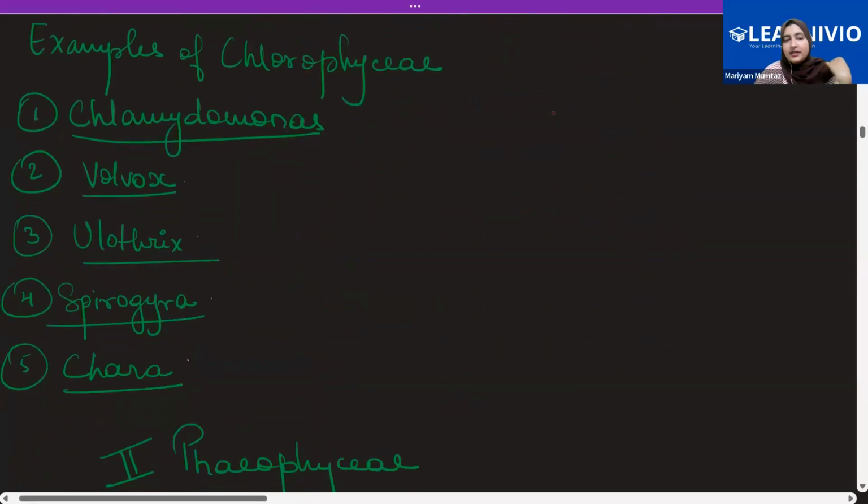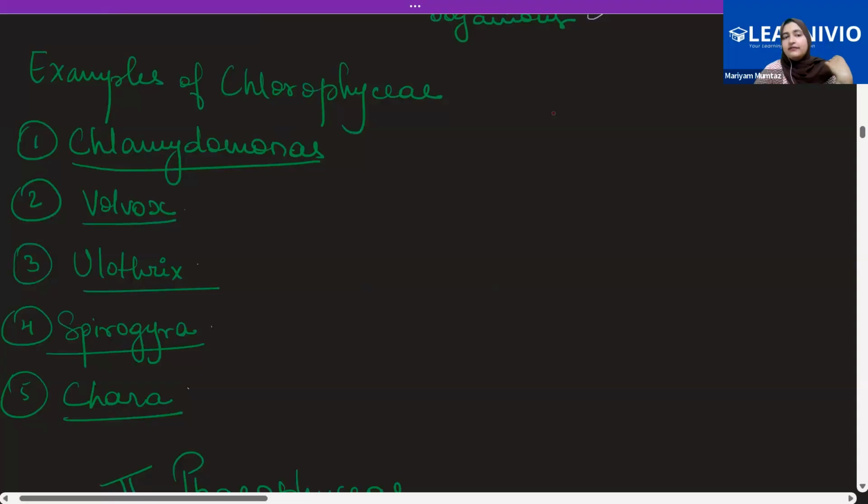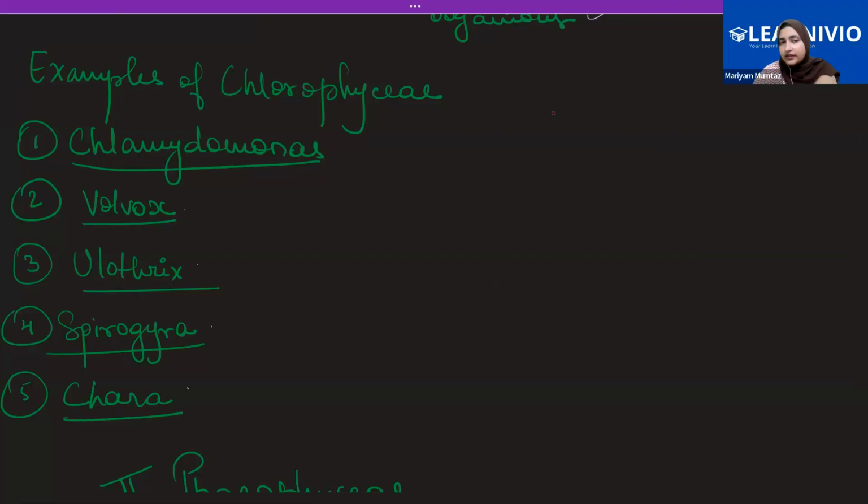Talking about the examples or members of Chlorophyceae, we have Chlamydomonas, Volvox, Ulothrix, Spirogyra, Chara. All of these are green algae. They will be green in color.